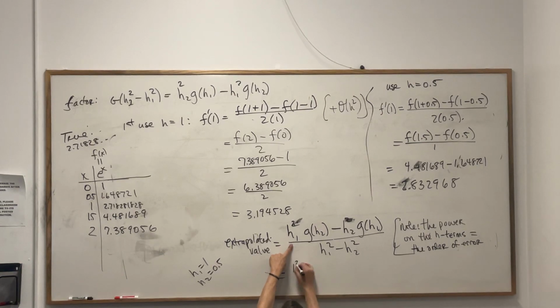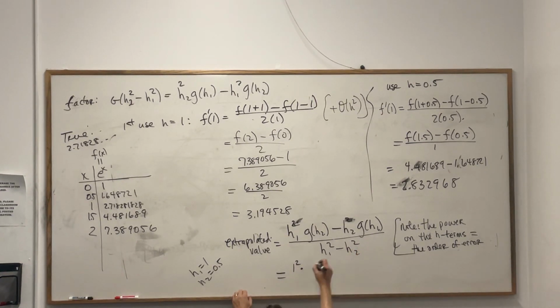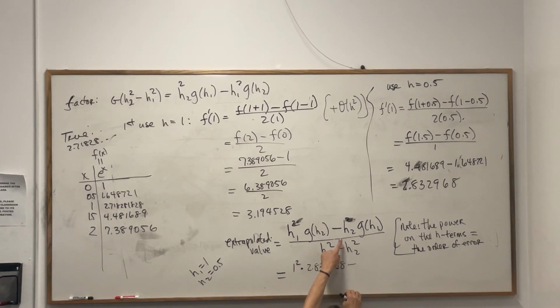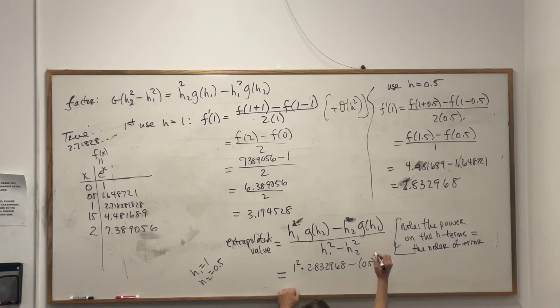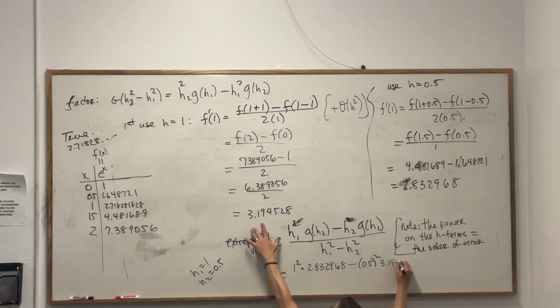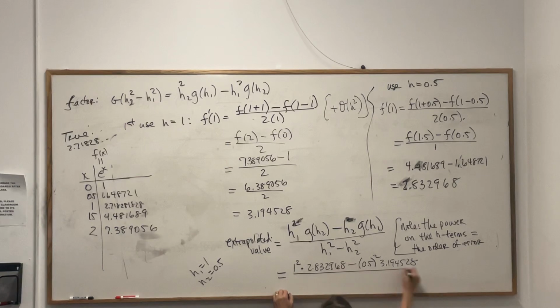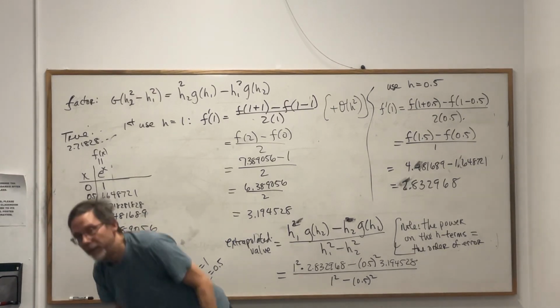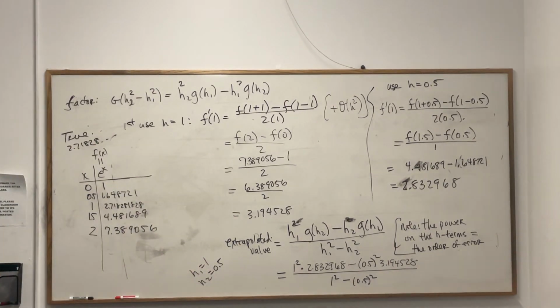So this is going to be 1 squared times the approximation using the other step size, minus the other step size, which was 1/2 squared, times the approximation using the 1 step size, all over h1 squared minus h2 squared, and so that's 1 squared minus 0.5 squared. Now I for sure need help on that. So let's see who can get there first. I'm going to start working on it right here in Excel. And if you get it, just shout it out.